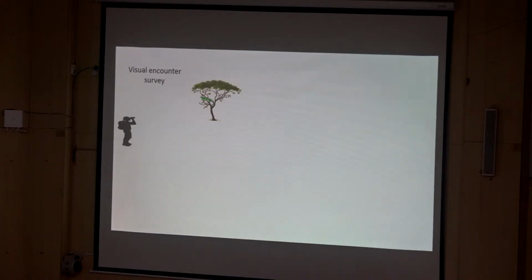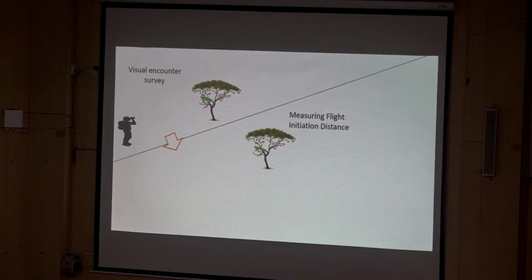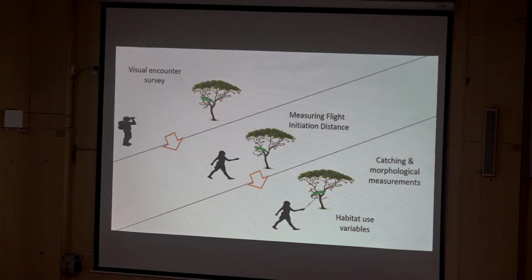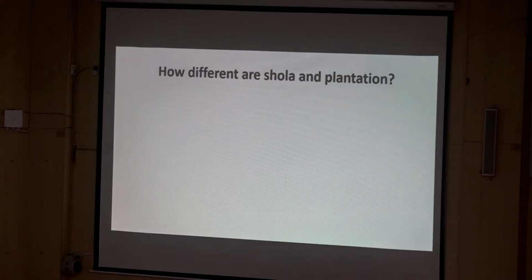During the visual encounter survey, we sighted the lizard, and if the lizard was sighted at a distance of more than 5 meters, we noted the perch height. If it was less than 2 meters, we measured the flight initiation distance, and after that we caught the lizard, did the morphological measurements, and also collected the habitat use variables.